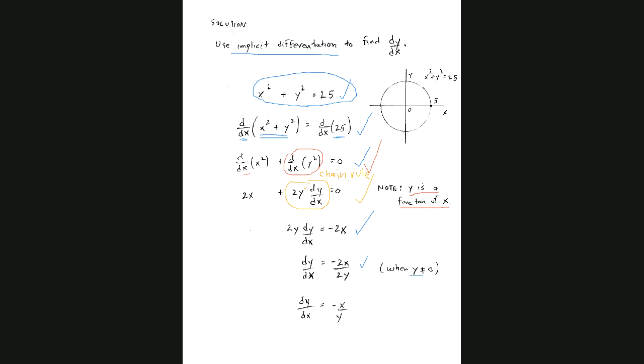And you've been taught never to divide by a variable. But you can divide by a variable so long as you put the restriction in that the variable cannot equal 0. And so therefore dy dx will equal negative x over y.